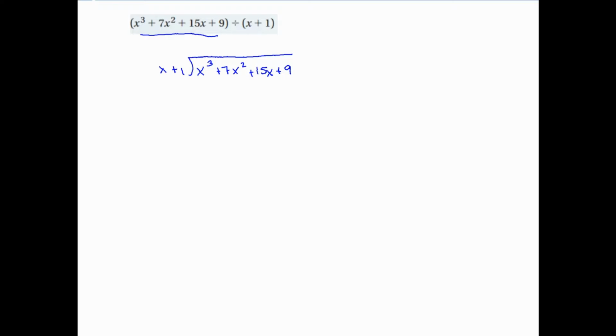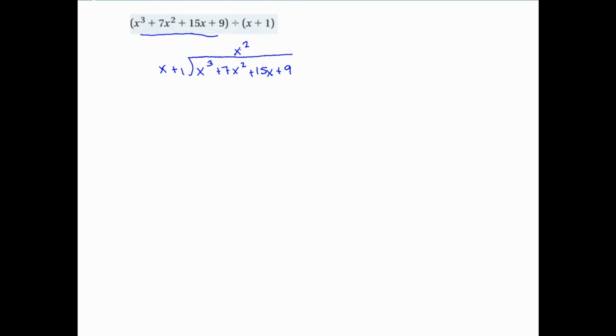As a side note, if you were missing any terms, so I have my x cubed term, my next one down would be x squared, my next one down would be x, the last one would be a constant. If I was missing any terms, I would fill it in with a 0, but here I'm not missing any terms. So I'm going to look at this x, and I'm going to say, okay, x times what gets me x cubed? Well, x times x squared gets me x cubed.